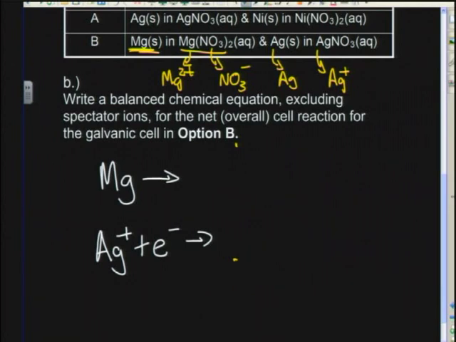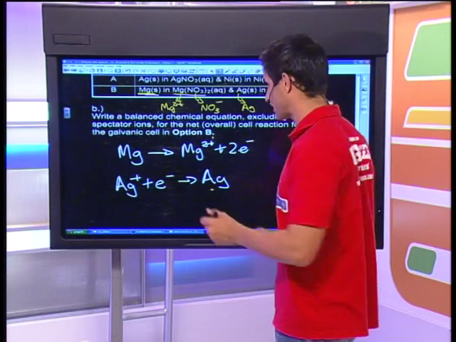Now, how do I complete all of this? If I read it from magnesium across to the other side, I'll see that magnesium goes to make Mg2 plus, plus two electrons. What about silver? Silver plus an electron equals silver metal. Now, that's not all. We've got our two half reactions. And just for practice, let's label them as oxidation and reduction.